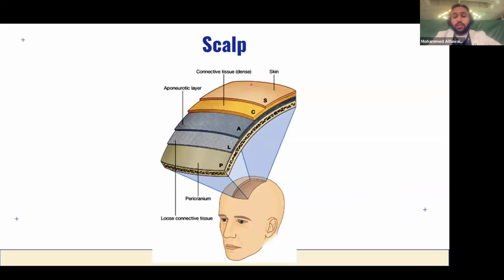The first thing I'll talk about, starting from superficial to deep, inshallah, and from up to down, is the scalp. So scalp, we have 5 layers. The skin, the dense connective tissue, which has a lot of blood supply and blood vessels. The aponeurotic layer, which is basically what will hold the occipitofrontalis muscle. Then we have the loose connective tissue and the pericranium. Now, what's very important about these layers is you need to know the associated pathologies with each layer, okay?